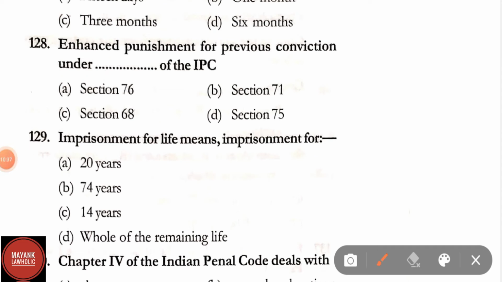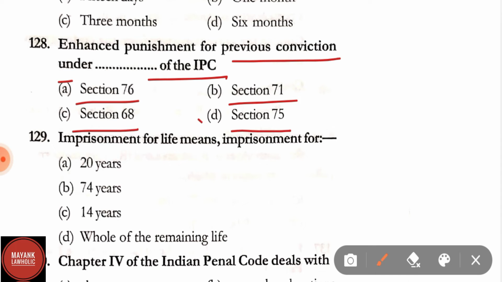Question number 128. Enhanced punishment for previous conviction is under dash of the IPC: Section 76, Section 77, Section 68, Section 75. Correct answer is option D, that is section 75. Enhanced punishment for the previous conviction is under section 75 of the IPC.